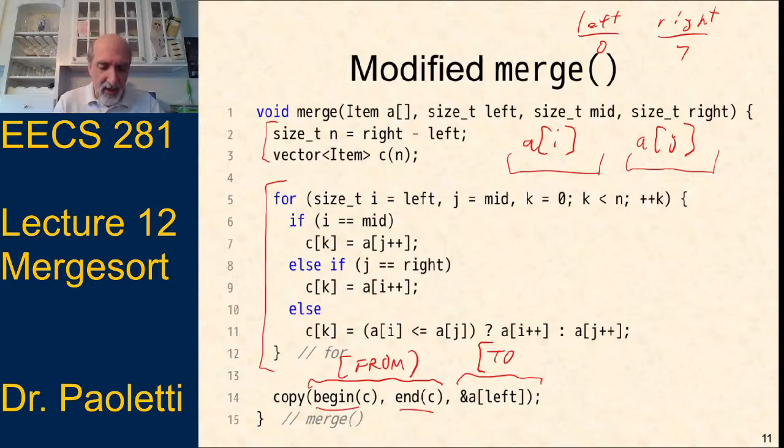Okay, let's figure this out. Okay, so let's say I had A. A is this array.